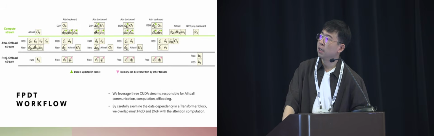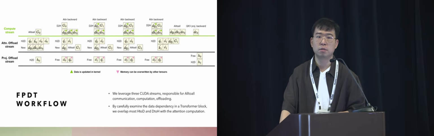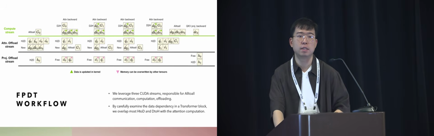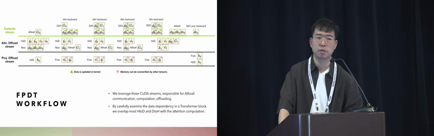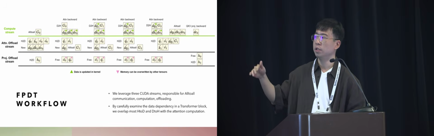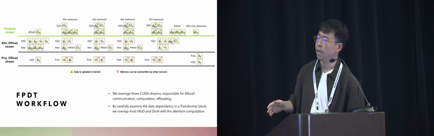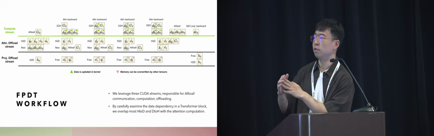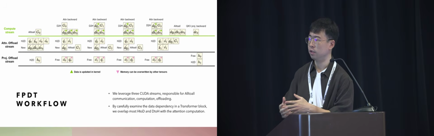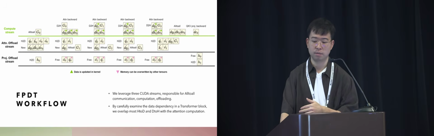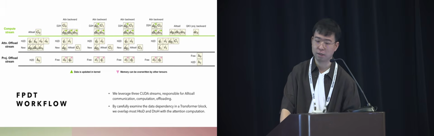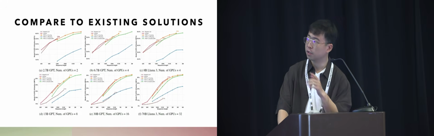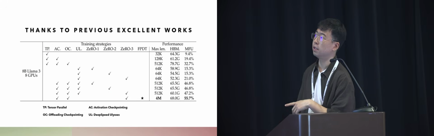So this is the overall pipeline design. We don't touch any kernel in this work, so we use all the PyTorch built-in functions and hooks, for example. These are 3 streams: all-to-all communication, computation, and offloading, on different streams. By carefully examining the data dependency issues, we overlap most of the host-to-device and device-to-host transfers with the attention computation. But of course, this is too complicated for the presentation here, so I'd like to skip this one and jump to this table right here.